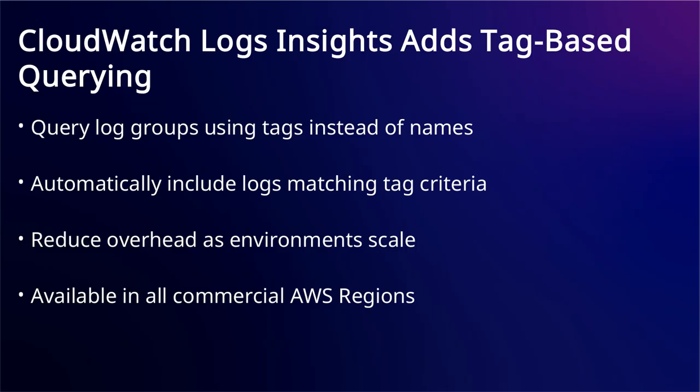You can now query log groups using tags, which are key value pairs like environment, production or application, payment service. When you query by tags, the system automatically includes all log groups that match the tag criteria. As you add or remove tags from log groups, your queries dynamically reflect the current set of matching log groups without requiring manual updates. This capability is available in all commercial AWS regions.